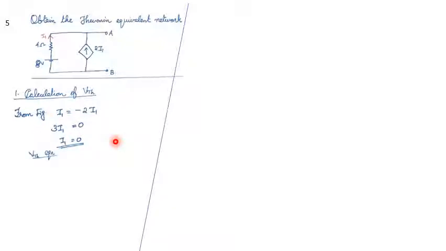Then write the VTH equation. In order to write the VTH equation, apply KVL, Kirchhoff's voltage law, to this loop. This voltage between A and B is VTH. So we will get the equation as 8 minus 4 into I1 minus VTH is equal to 0. From here we can write VTH is equal to 8 volt.